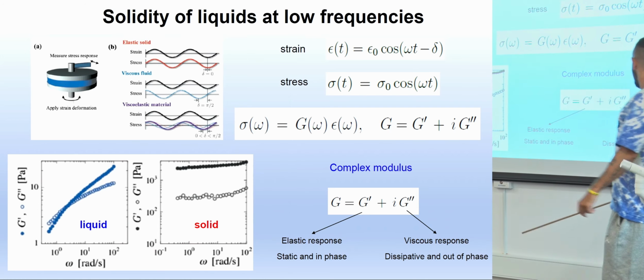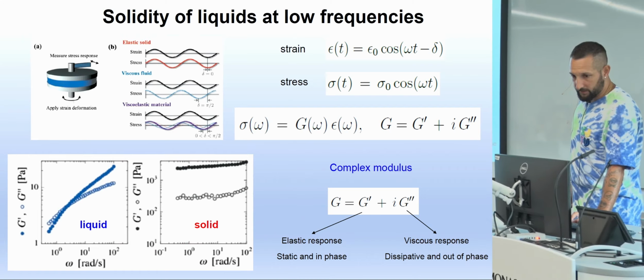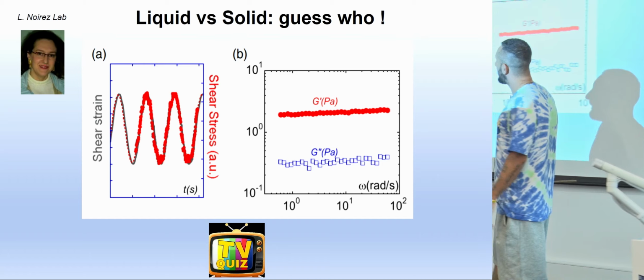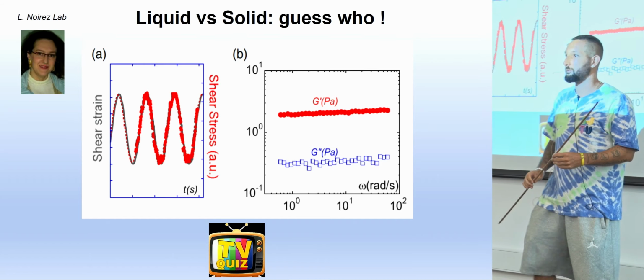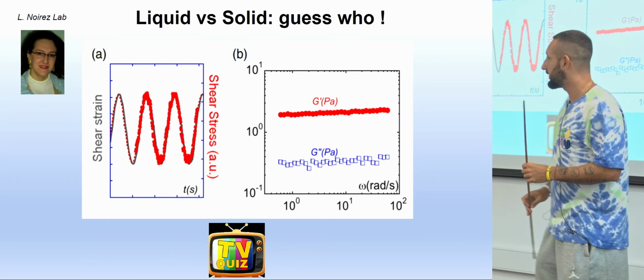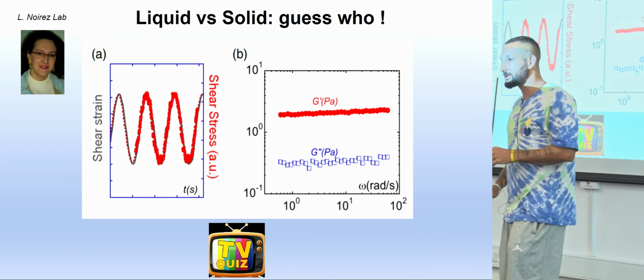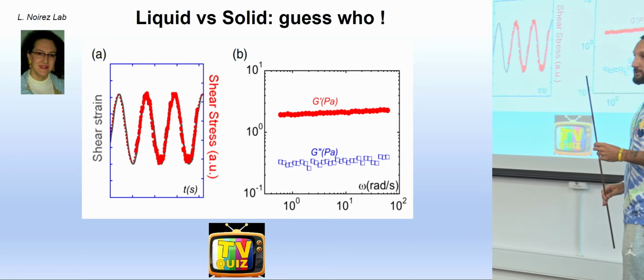Okay? Now, this is interesting. And why is it interesting? Because there is this interesting paper by Laurence Noiret. She's an experimentalist in Paris. And so the quiz is, she measures something. Okay? And the question for you is, what did she measure?